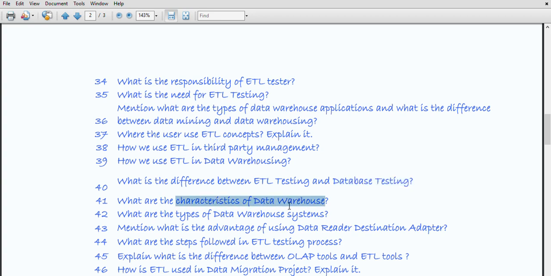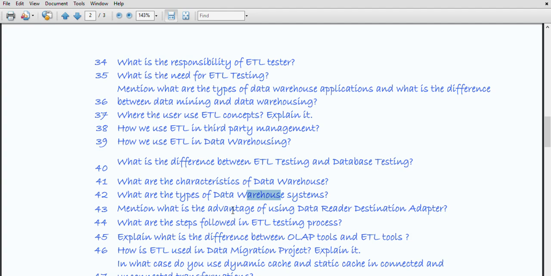Then what are the characteristics of a data warehouse? The data warehouse helps business users see current trends to run the business. It is used for data analysis and reporting purposes. It helps higher management to take strategic and tactical decisions, right? A data warehouse is a database that is different from the operational database and stores the historical data. Then what are the different types of data warehouse system? The types are OLAP, that is online analytical processing, predictive analysis, online transactional processing, and data mart.